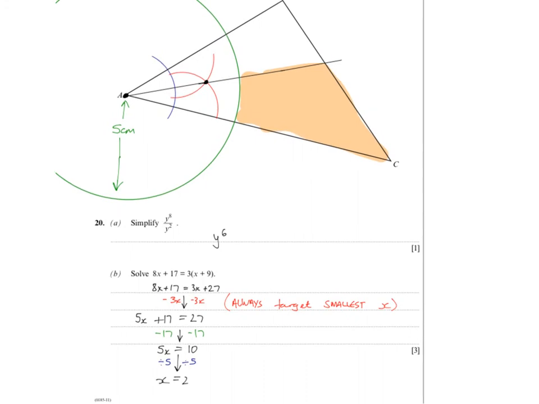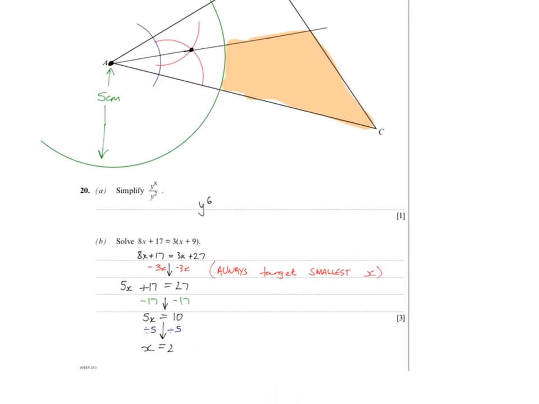For the final bits, when you've got indices here and you're dividing them, you subtract those indices. So 8 minus 2 gives us 6. And then here, I expanded out the brackets to get 3x plus 27. And then I have minus 3x on each side, gives me 5x plus 17 equals 27. Then I subtracted 17 from both sides to get 5x equals 10. Then I divided both sides by 5 to get x equals 2. And we have finished the paper.